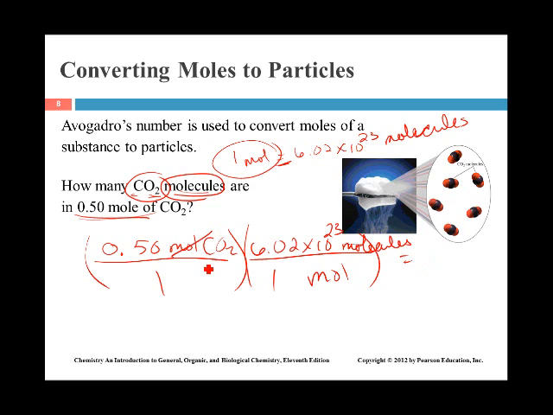So it could be moles cancel out. 0.5 times 6.02 times 10 to the 23rd. Remember to put times 10 to the 23rd, you're going to put EE or EXP. Do not put times 10. That should come out to be 3.0 times 10 to the 23 molecules.